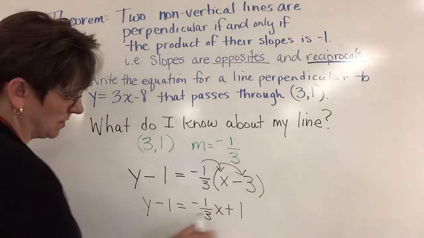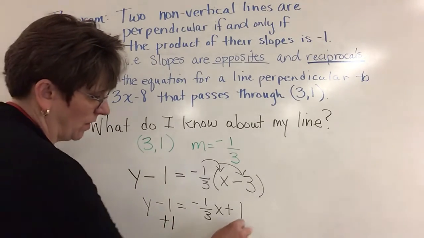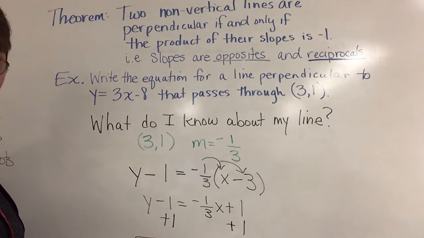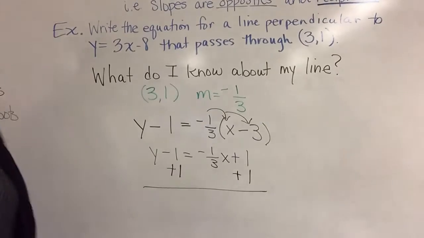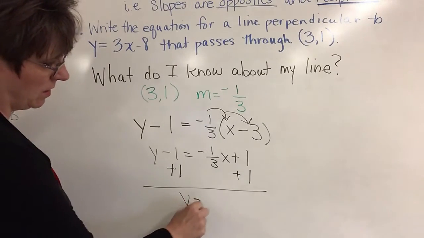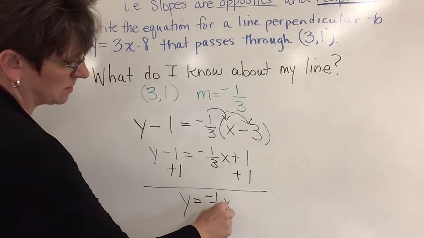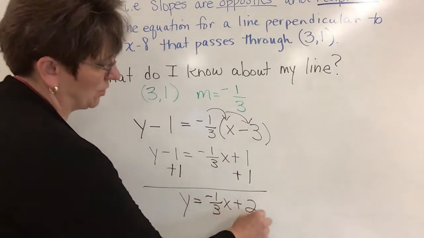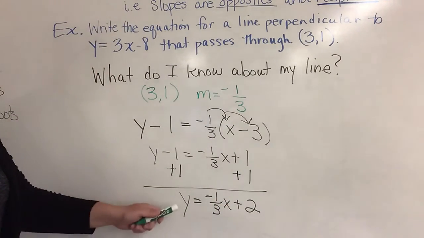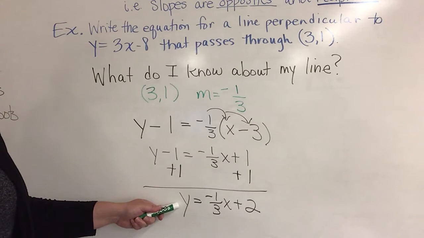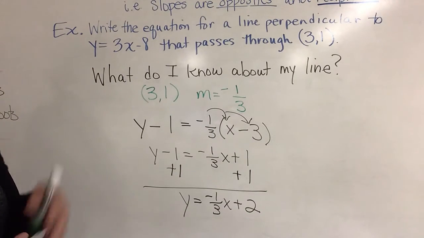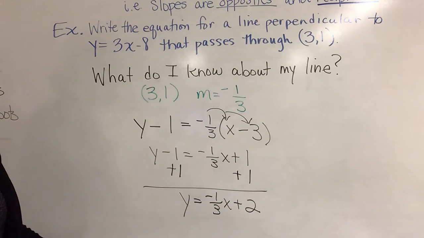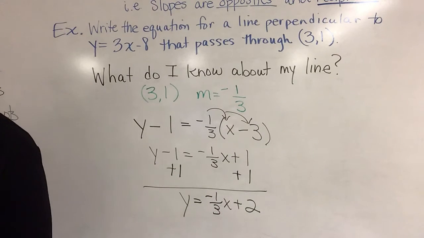Now I have to move this 1 over to the other side of the equation so that I get y by itself. This is going to shake a little bit, sorry. Now I have y equals -1/3 x, and 1 plus 1 is plus 2. So this line, if I were to graph it, would intersect this line, and where they intersect, they would create 90 degrees. One of them is increasing from left to right, and one of them is decreasing from left to right.